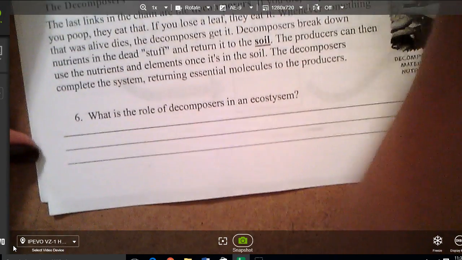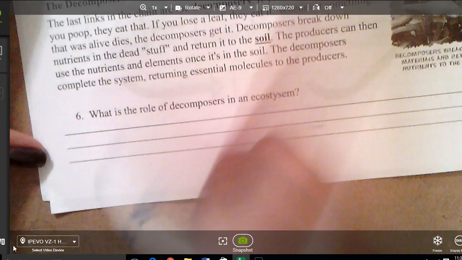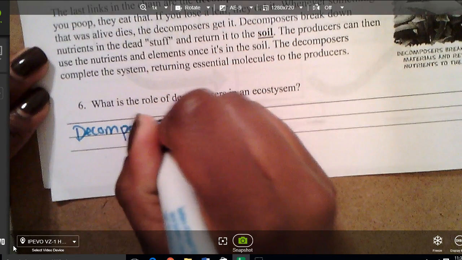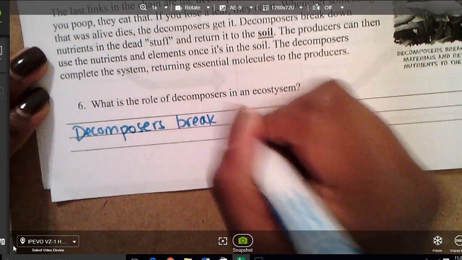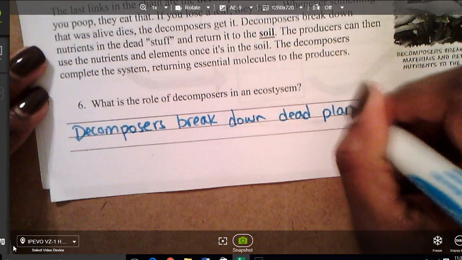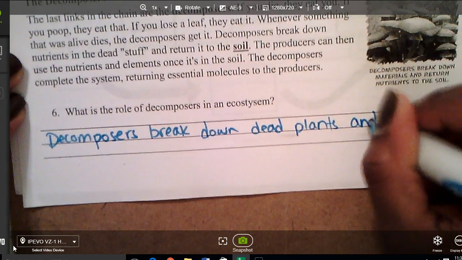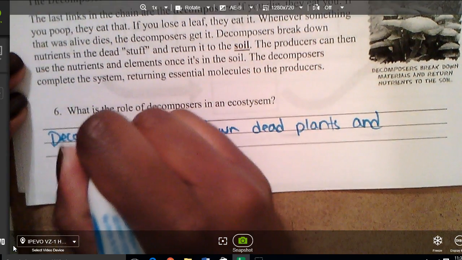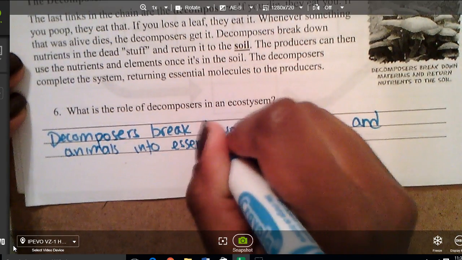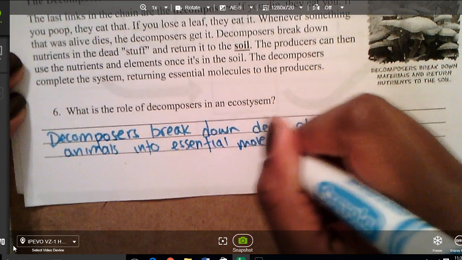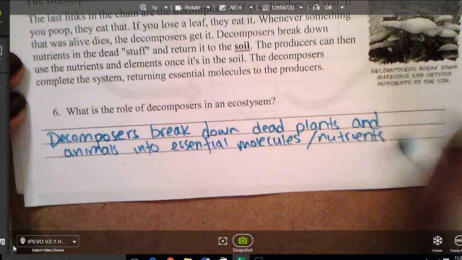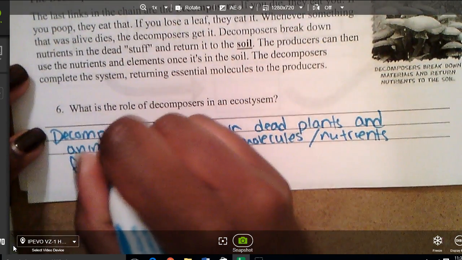Decomposers break down dead plants and animals into essential molecules, nutrients for the soil.